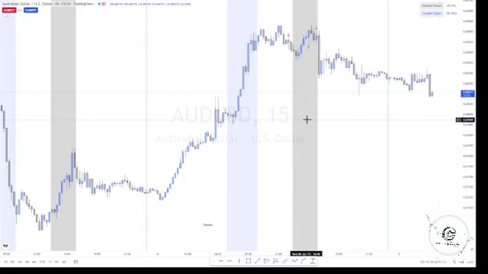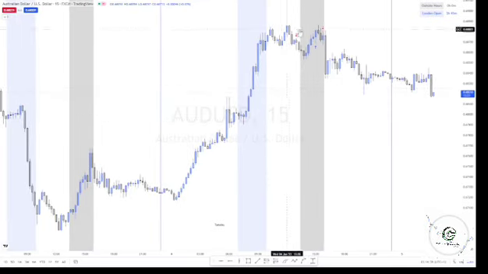Things don't just happen because you say, okay, this level is a level of support, that's the reason why price is moving up, or this level is a level of resistance, that's why price is reversing. No, that's very wrong. If you're still thinking like that, I want you to abolish that thought. It is very, very, very wrong.